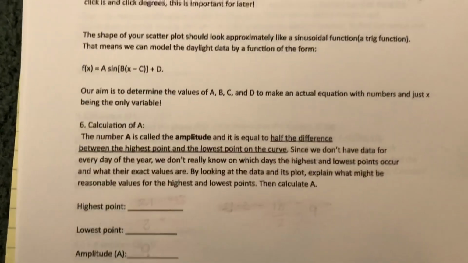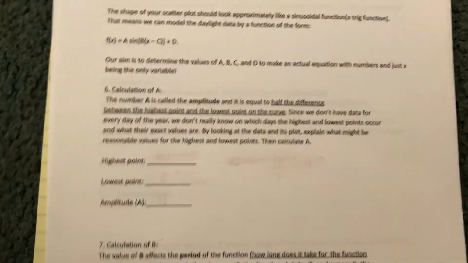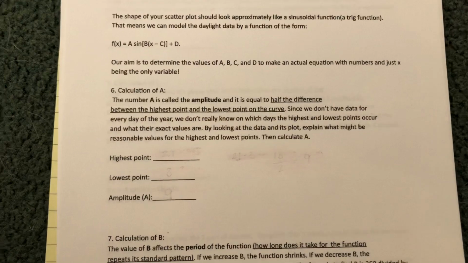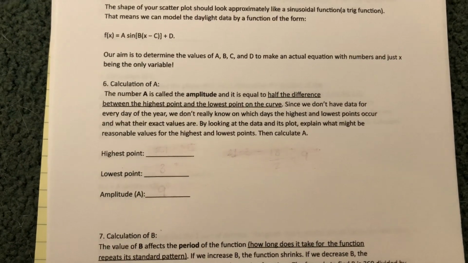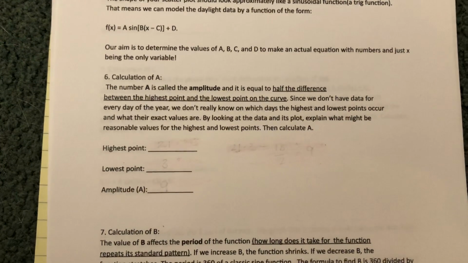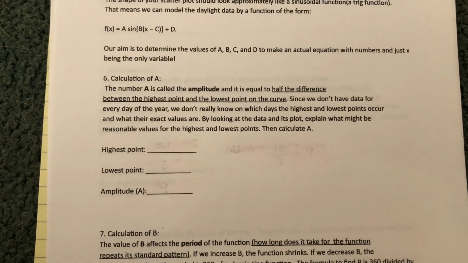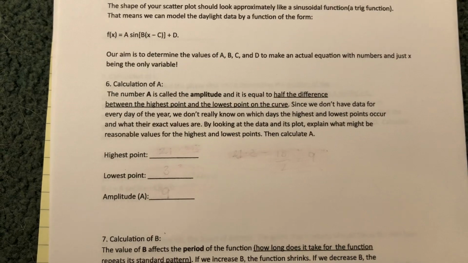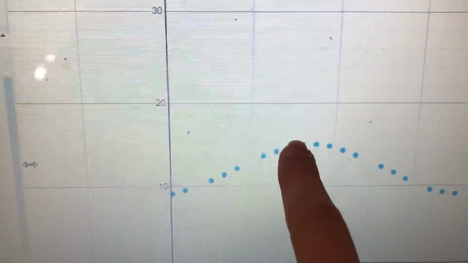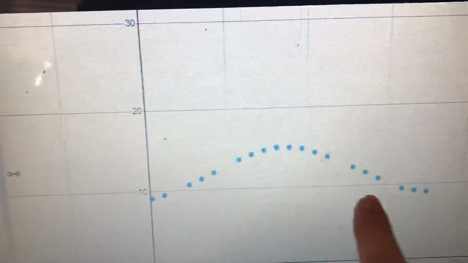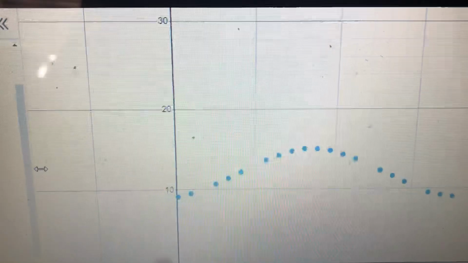So the first thing we're going to find is A, and each one of these has its own little fancy trig vocabulary. A is called amplitude, and amplitude is equal to half the distance between the highest point and the lowest point of the curve. We don't have data for every day of the year, but we do have a picture that kind of paints it. We know that up here is the highest point, and we know down here is going to be the lowest point.